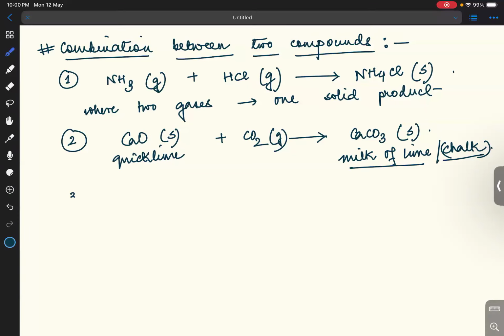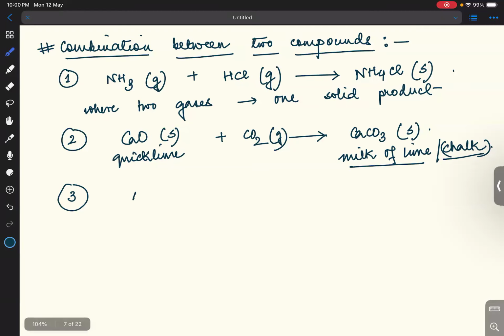Going over to the third example, students. Reaction between ammonia and sulfuric acid. Ammonia in the gaseous form plus sulfuric acid, H2SO4. The sulfuric acid we take is in the aqueous form. That means we take an aqueous solution of sulfuric acid.